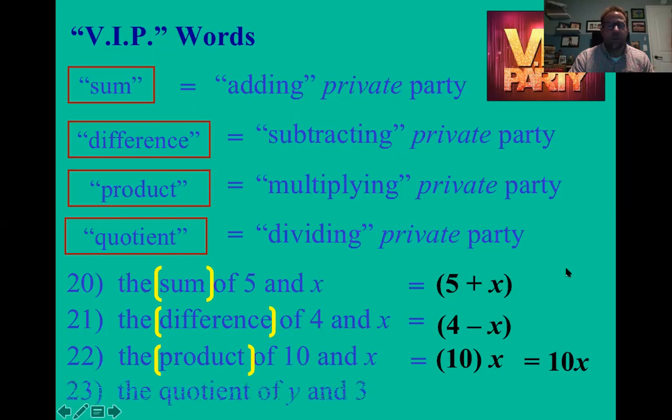And then the last private party word, the quotient of y and 3. Quotient is your private party, so you have to ask yourself, well, who's at the quotient party? And it happens to be y and 3. And so we would write that as y divided by 3. y divided by 3, okay?